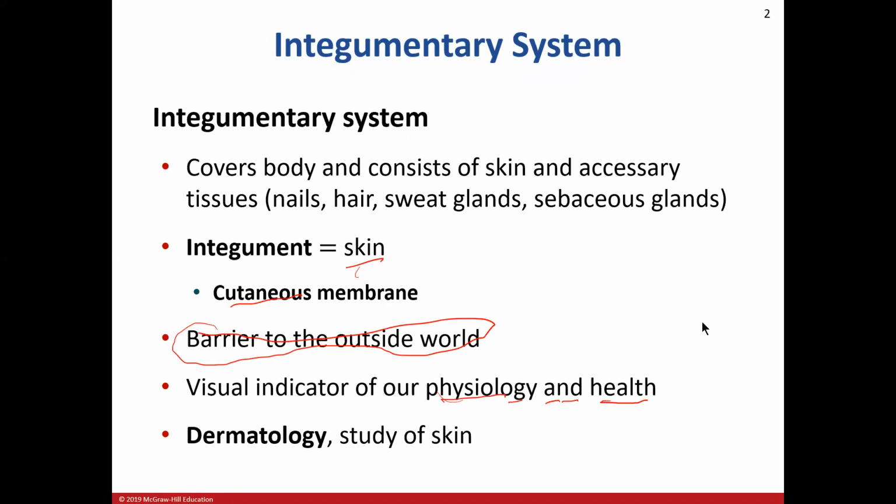And you could see certain conditions based on the skin color, okay? Dermatology, derma is the prefix for the study of skin. Integument, though, also involves your hair and nails, too. And we'll talk about the input of sweat glands and sebaceous glands and oily glands. So we have to identify that.